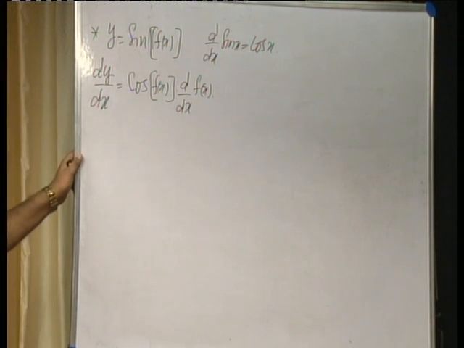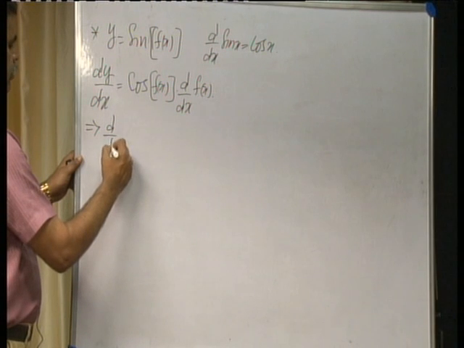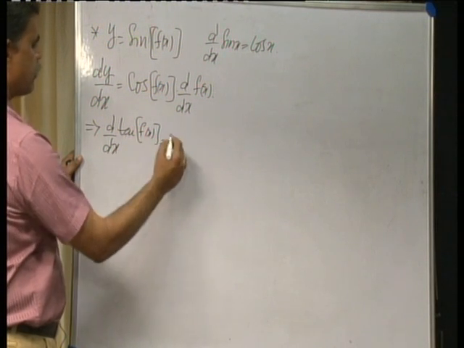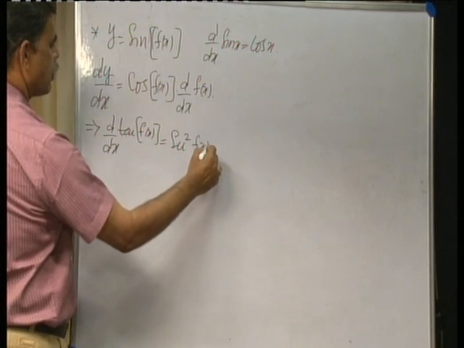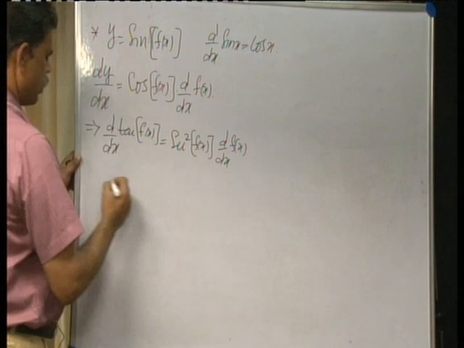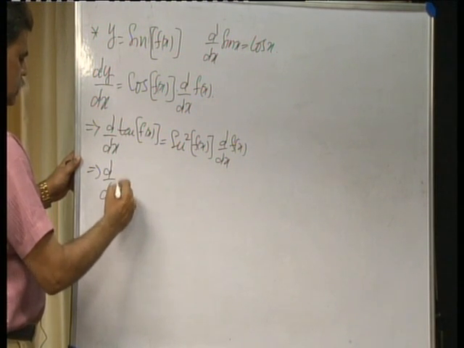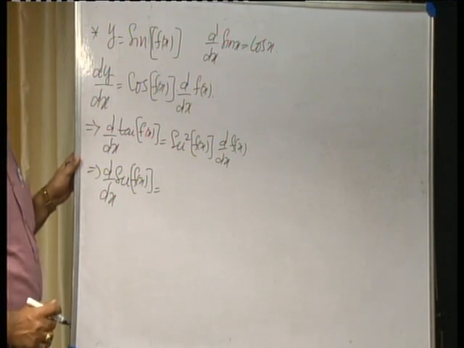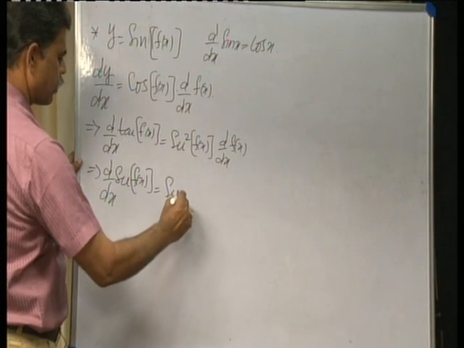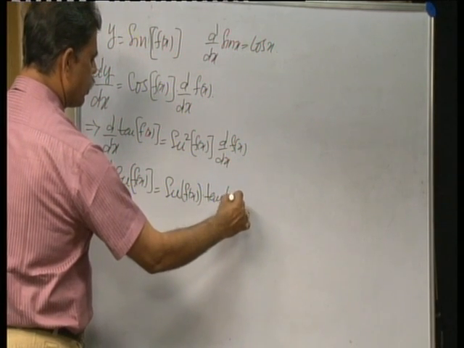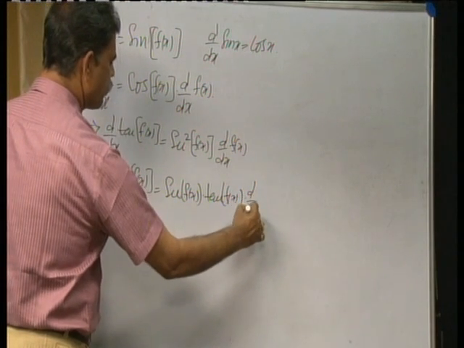The same thing is extended for all the trigonometric functions. See, d by dx of tan function. Differentiation of tan function is what? Differentiation of tan is secant square function into d by dx of function. D by dx of secant of function, then we have to write it as differentiation of secant x, it is secant x into tan x. Here we have to take secant of function into tan of function into d by dx of function.